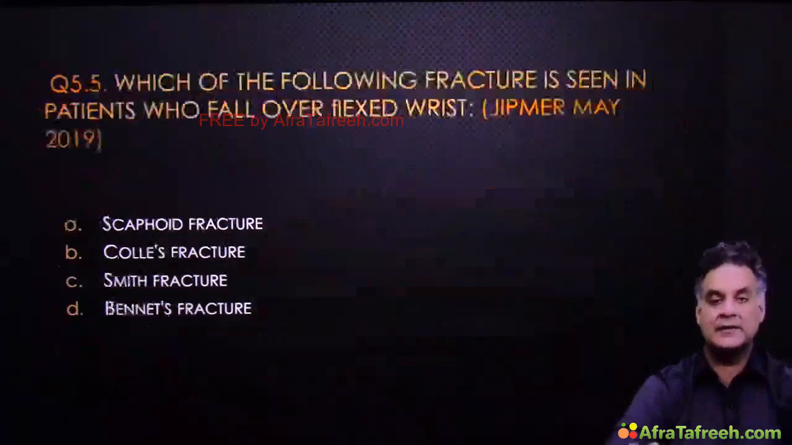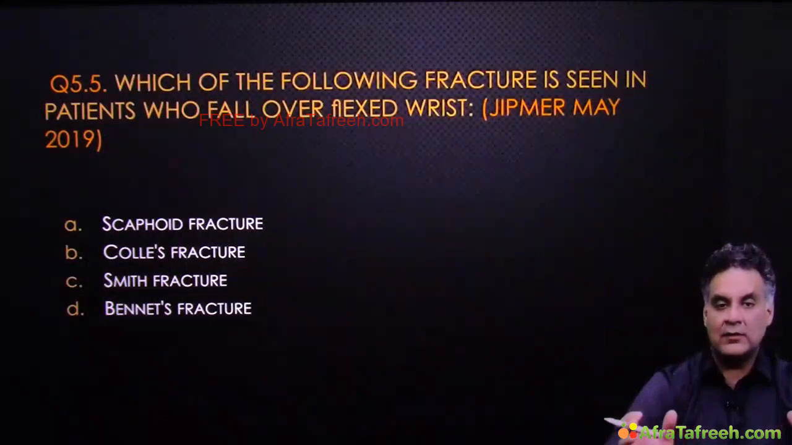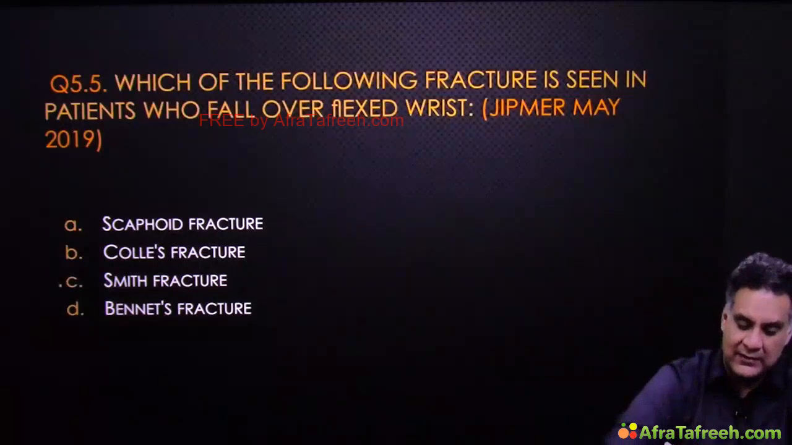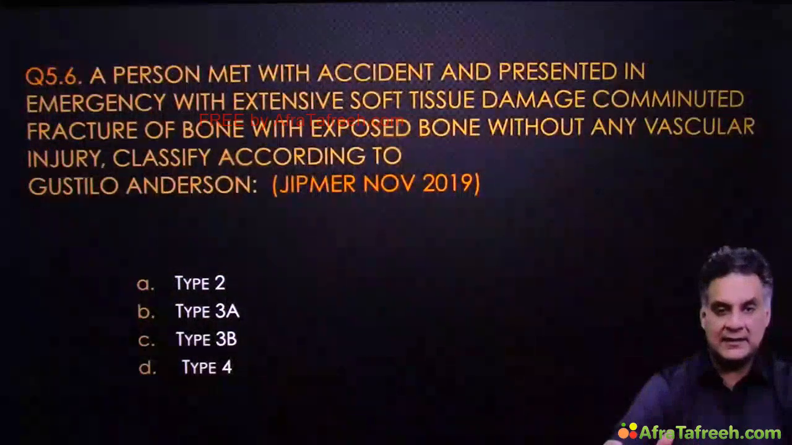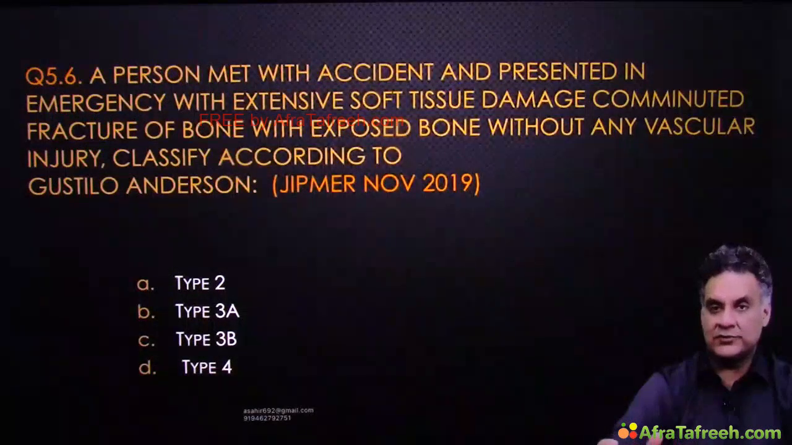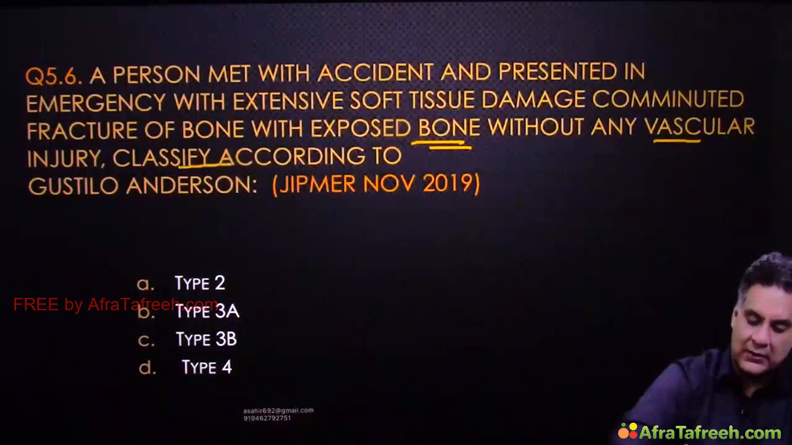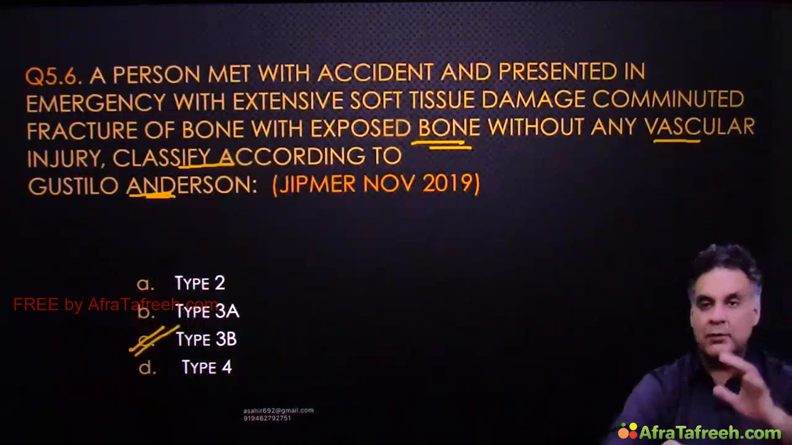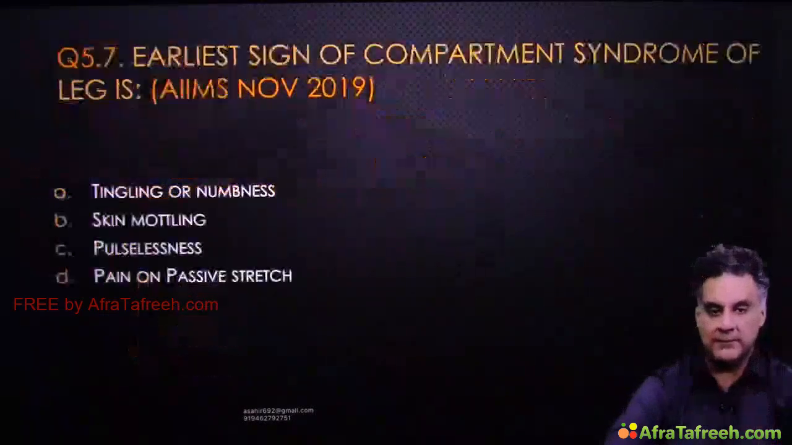Absolutely correct. Which of the following fractures is seen in a patient who falls over a flexed wrist? So when it's an extended wrist, it's Colles. Flexed wrist is Smith fracture. A person met with an accident, presented with extensive soft tissue damage, with comminuted fracture of bone with exposed bone without any vascular injury, classified according to Gustilo-Anderson. This is going to be type 3B. When the bone is exposed, 3B. If the comminuted fracture has bone not exposed, 3A.